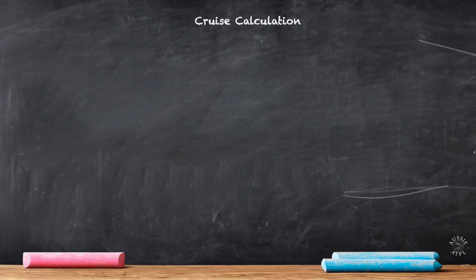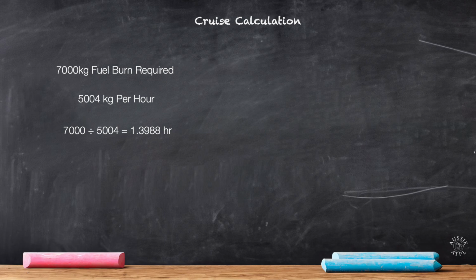Now we're on to the final stretch of our question now. So we have a required fuel burn of 7,000 kilos, and we are going to burn 5,004 kilos per hour. So if we get the relationship between these, 7,000 divided by 5,004 is 1.3988 hours. So we've got a ground speed of 444 knots. Obviously, times these by each other, and we get a total distance of 621 nautical miles.